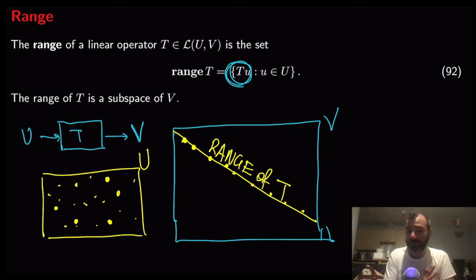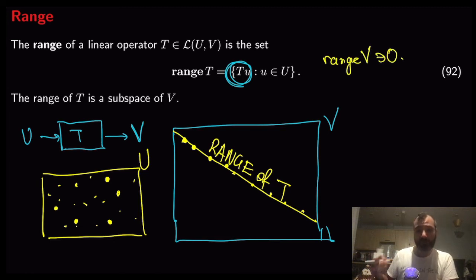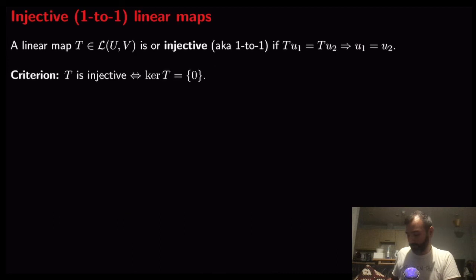The range of T is never empty, of course, needless to say. It always contains 0, so the range of T always contains 0. Usually it contains more than 0, and mathematically it is defined like this. The range of T is the set of all outputs of T, all T of U, where U is taken from the input vector space U. It is the set of all possible outputs that T can give me.